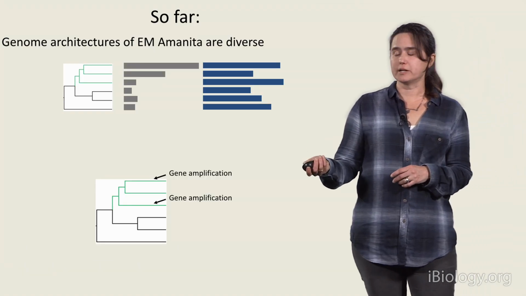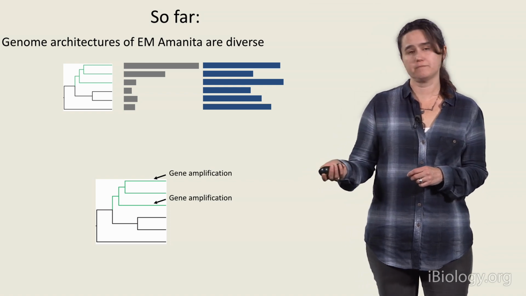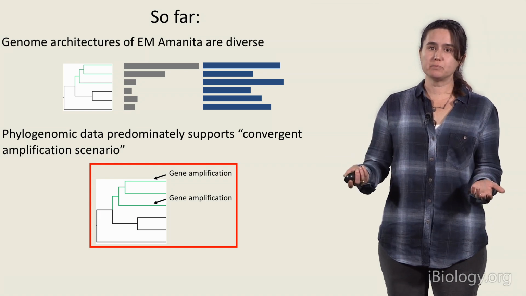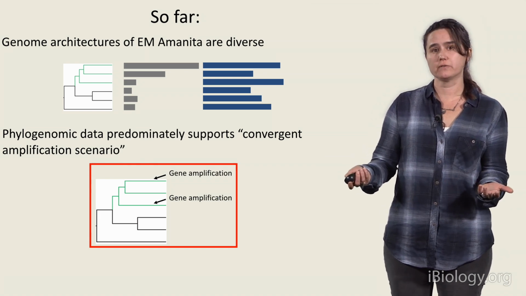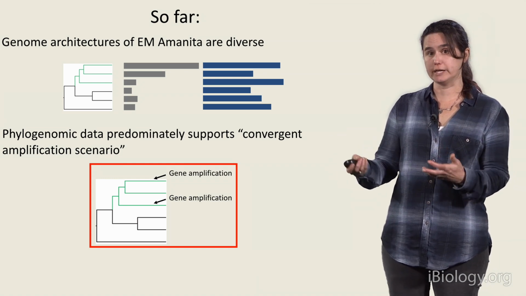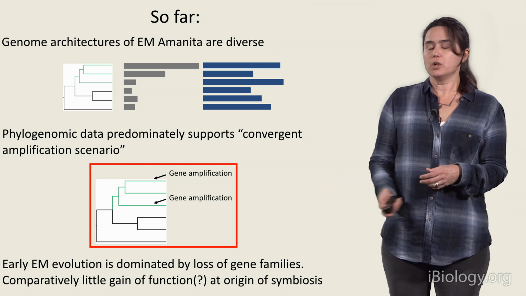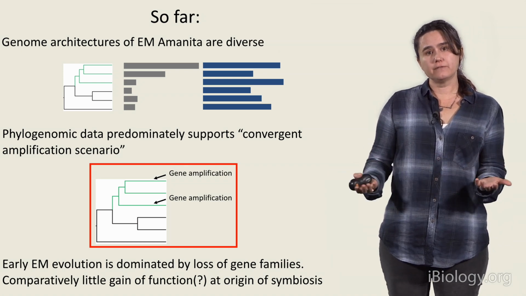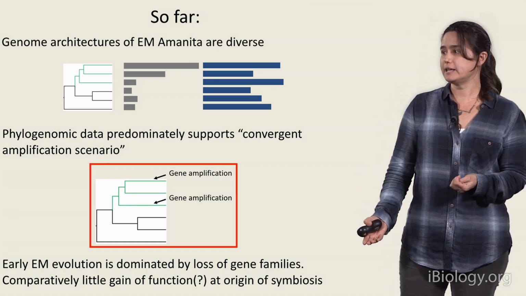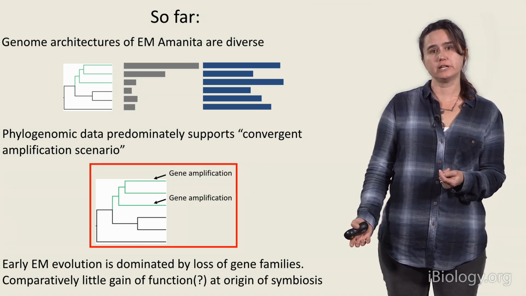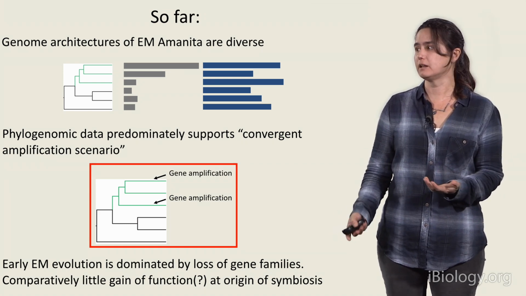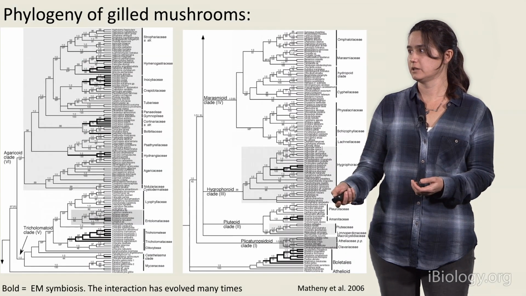So I've shown you that genome architectures of the different species of Amanita are diverse, and that the data support one hypothesis over the other, the independent amplification of genome size in two lineages. At the end of these experiments and analyses, it seems that early EM evolution really is dominated by the loss of gene families, those decomposition genes. And there seems to be comparatively little gain of function at that origin.